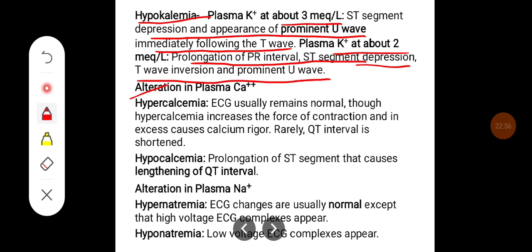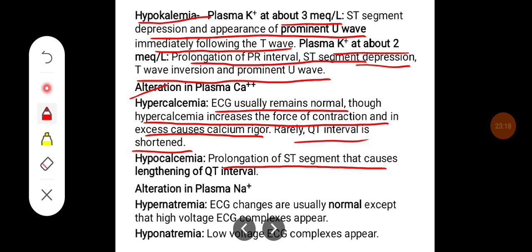When there is altered plasma calcium level, in hypercalcemia, the ECG usually remains normal, though hypercalcemia increases the force of contraction in excess and causes calcium rigor. Rarely, QT interval is shortened. In hypocalcemia, there will be prolongation of the ST segment that causes the lengthening of QT interval.